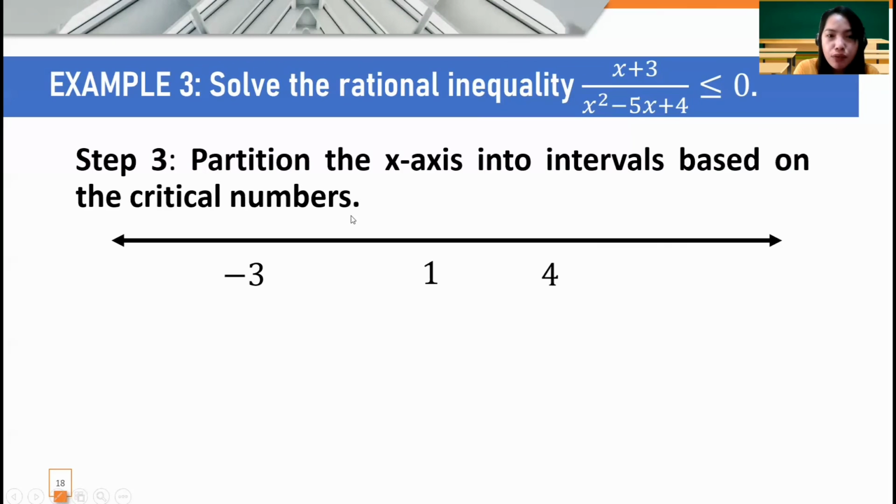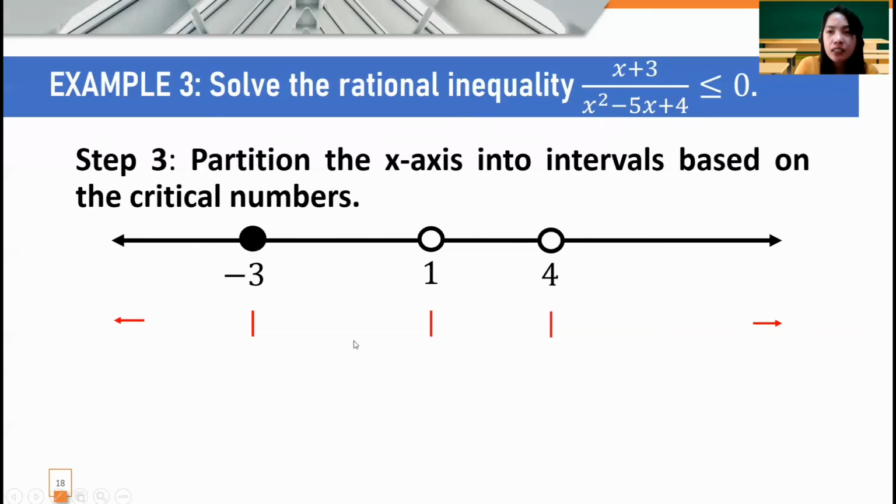Ang negative 3 okay lang naman. Pwede itong negative 3 maging solution set. So since ang given symbol ay less than or equal to, ang gagamitin natin sa negative 3 ay shaded circle. So merong apat na parts na nahati yung number line. We have the first, the second part, third, and fourth.